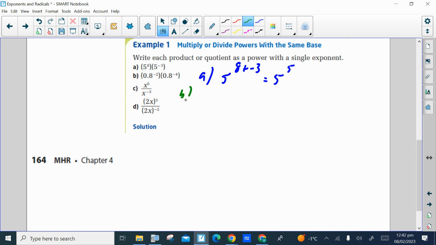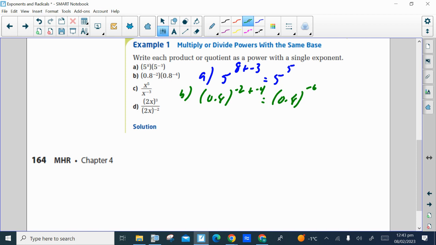Right? Question B. In this case, once again, you're multiplying powers with the same base. Both of those powers have a base of 0.8. The law says that you add the exponents and you keep the base the same. So when you add the negative 2 and the negative 4 together, that'll give us an exponent of negative 6. But we can't leave it like that. We cannot leave an expression with a negative exponent. We need to make the exponent positive.